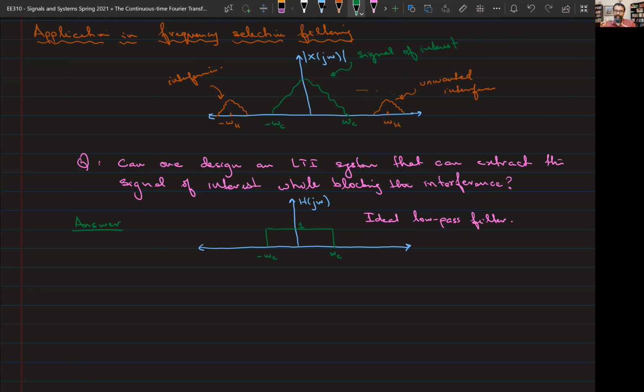And if I design my LTI system to have a frequency response given by this square pulse, this would be able to completely cancel out the unwanted interference and extract my signal of interest, as Umar, I think, suggested, unharmed, unchanged, because the magnitude is 1 or the height is 1, right?